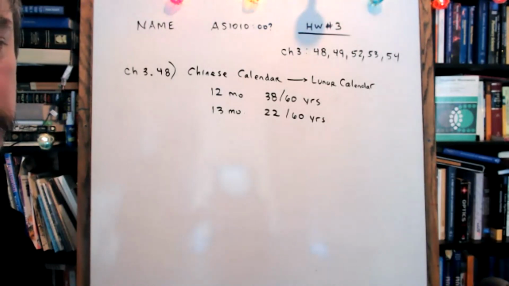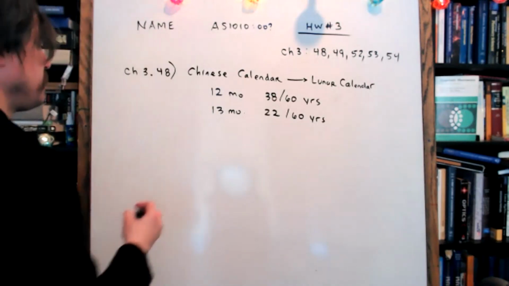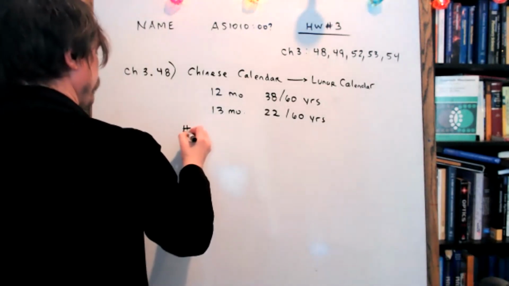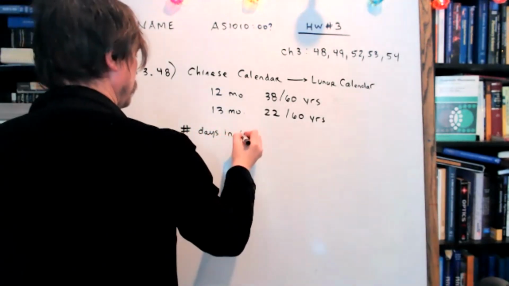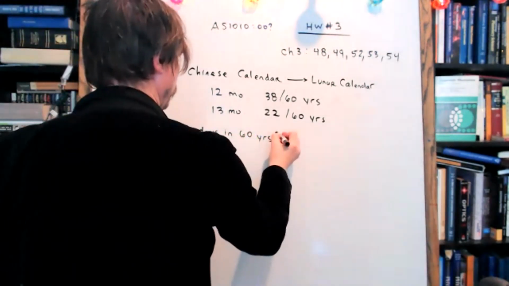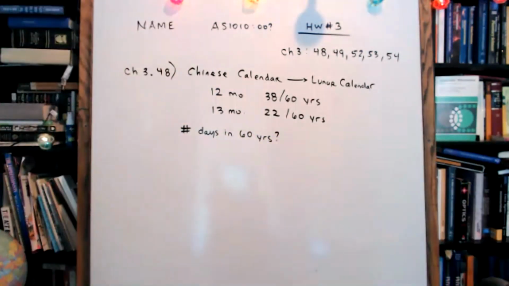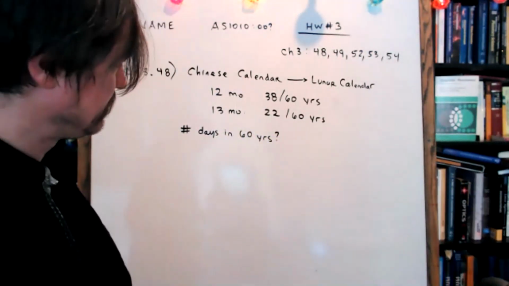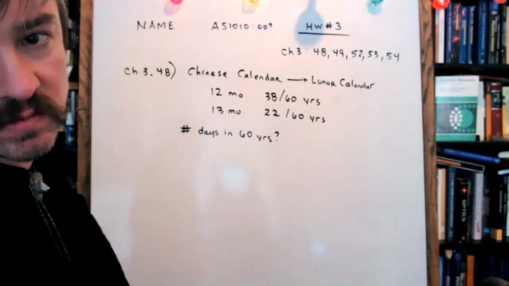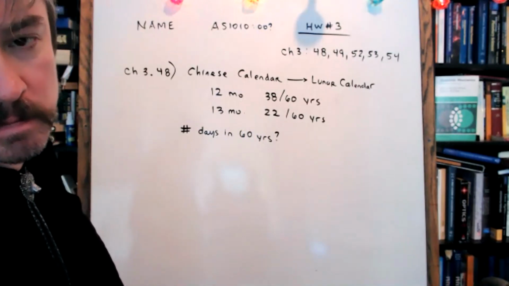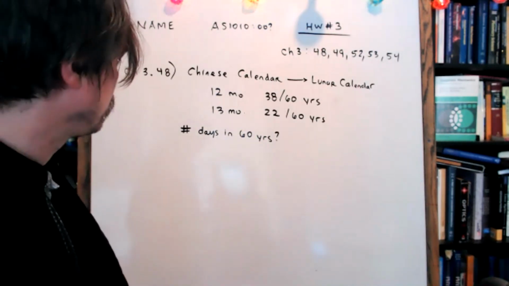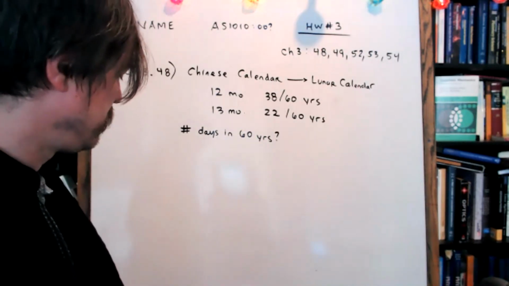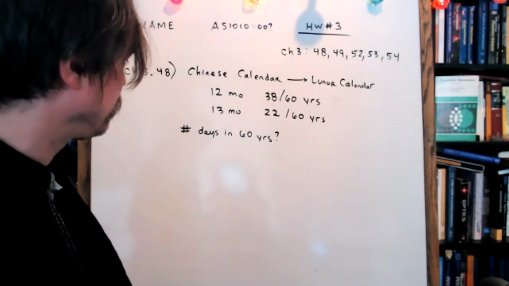13th month, 22 out of 60 years. How many days does this give the Chinese calendar in each 60-year period? How does this compare to the number of days in 60 years on a solar calendar? And based on your answers, explain how this scheme is similar to the scheme used by lunar calendars that follow the Metonic cycle. The Metonic cycle is a cycle of a lunar cycle based calendar.